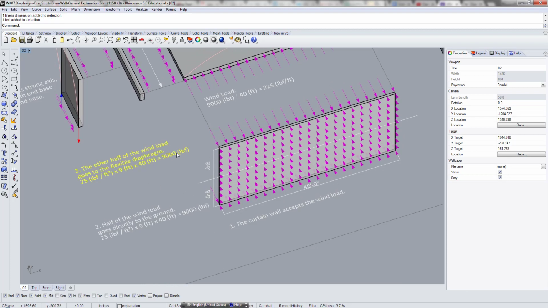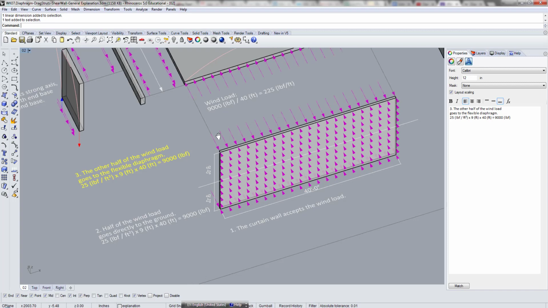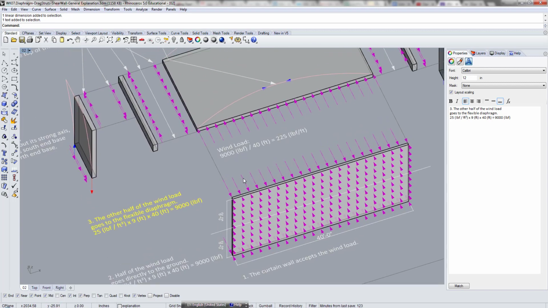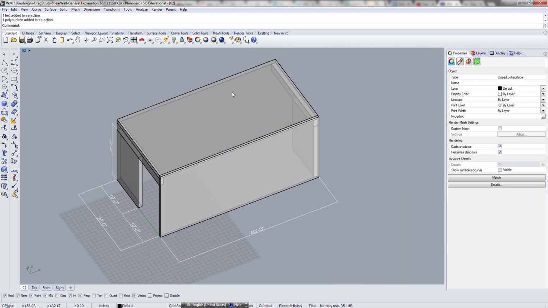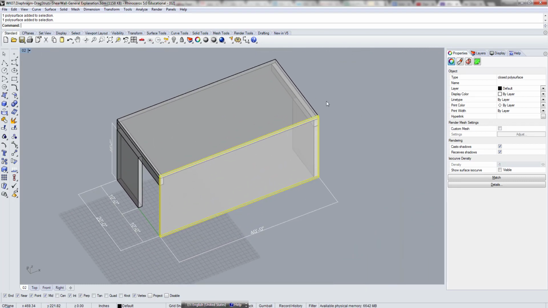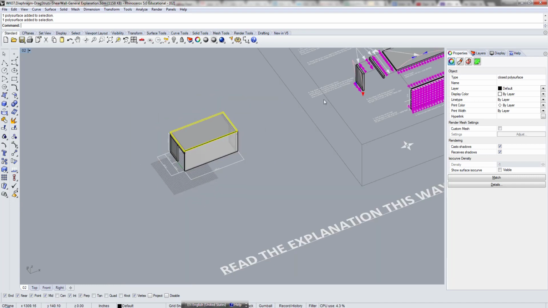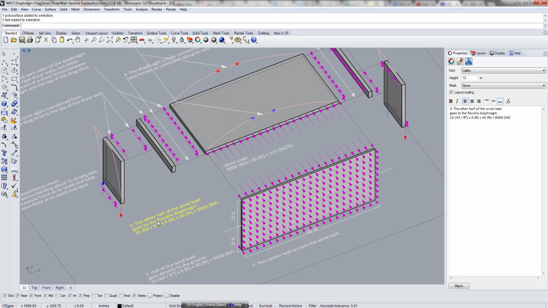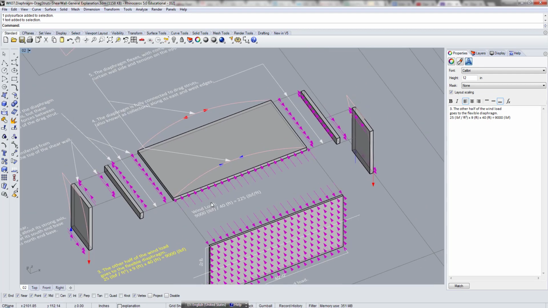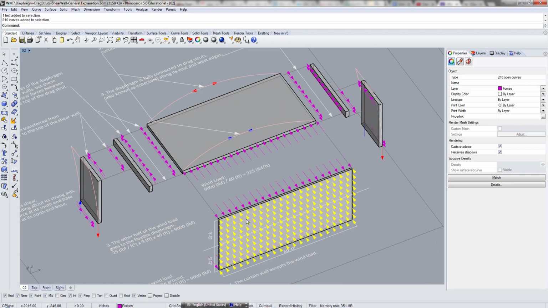The other half, which is the same exact amount, would have to go to the diaphragm, because if you look at the way this is attached, this is going to the bottom and that's going to the top. So that's the diaphragm. The other half of the wind load goes to the flexible diaphragm. So this is pounds force per square foot.